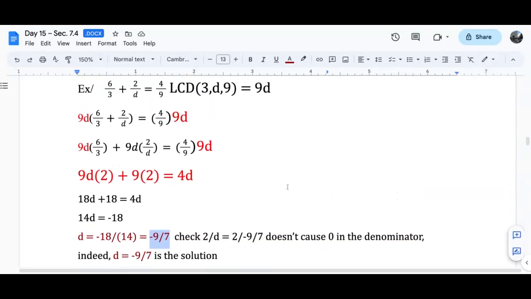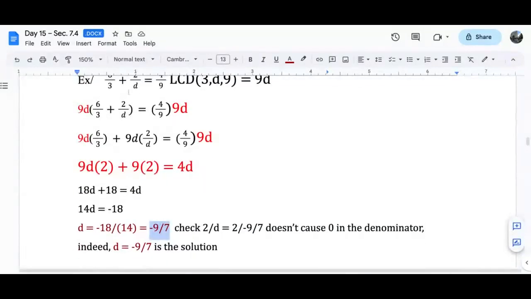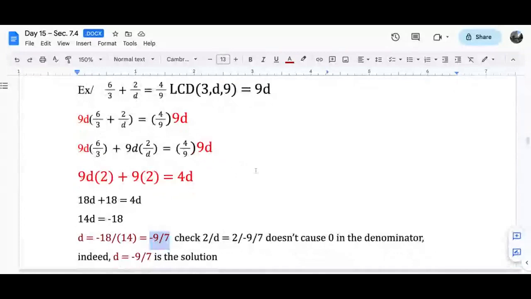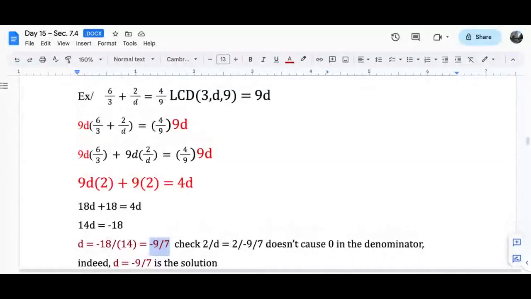Right? And then negative 9 over 7 doesn't cause any denominator to be 0. So it's fine. That's a solution. Anyone has any questions?